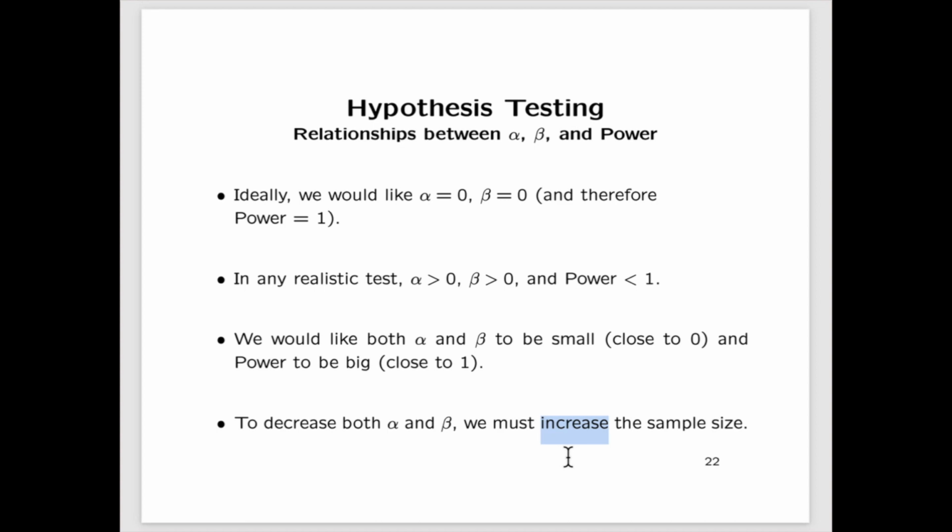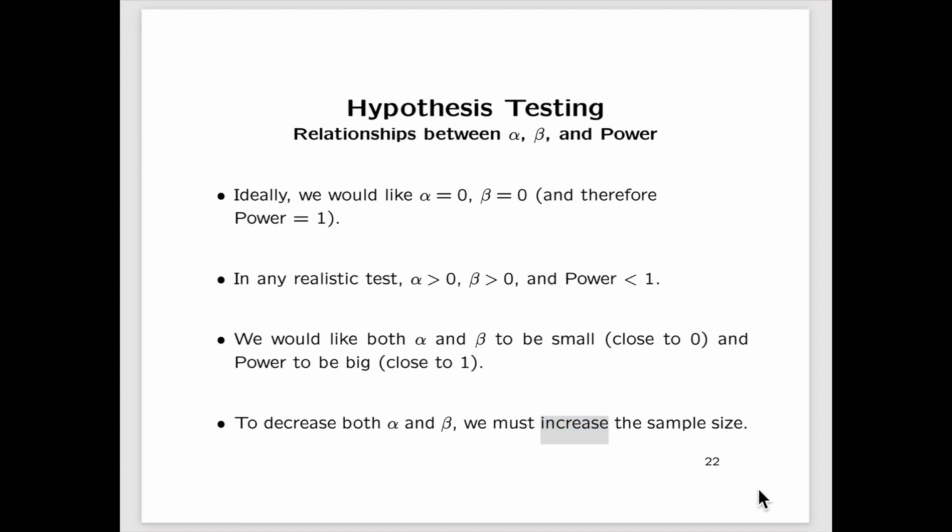Now, increasing the sample size can be thought of as getting more information from the population about the population. And so it makes sense that if we obtain more information about the population, then beta, the probability of a type 2 error, would decrease. So that is how we can make both alpha and beta small. Remember, alpha is set by the experimenter. It's the significance level that you choose to use for the test. In order to make beta smaller, we've got to increase the sample size.